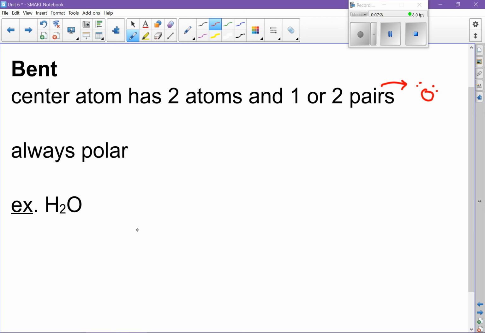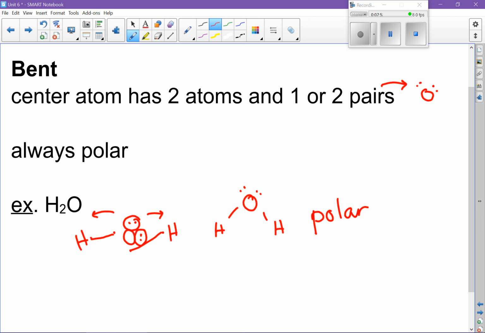Okay? So if I look at water, O in the center, H on each side, put in your dots. Remember to go in a circle all the way around. So here are my 2 atoms. There's one there, but I also have these extra pairs on the oxygen. That makes my molecule bent. So I have to draw it like this. Because I've identified my molecule as bent, it is automatically polar. I'm not going to ask myself any more questions. I'm done.